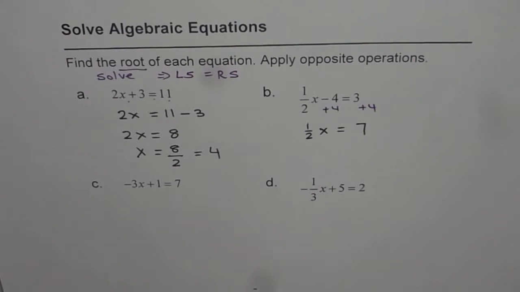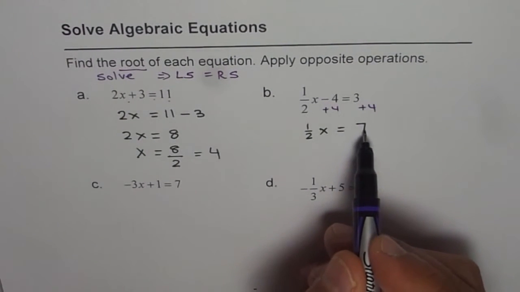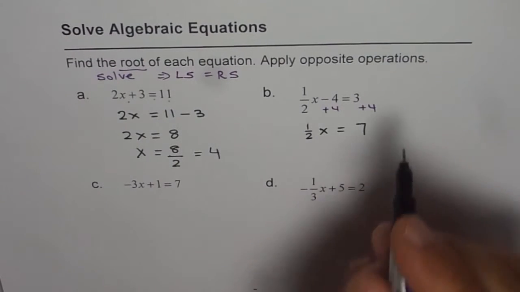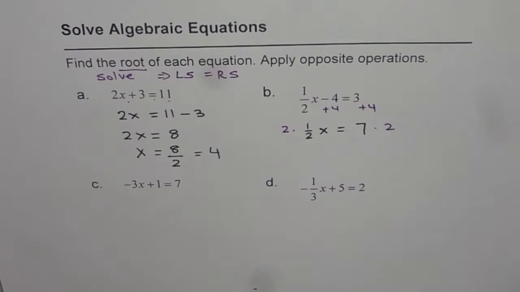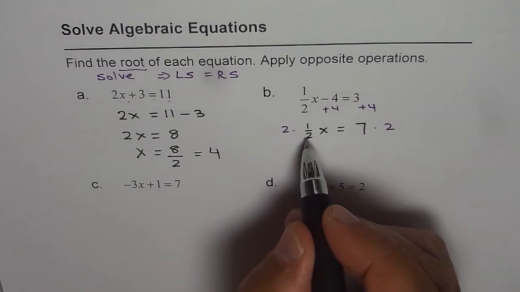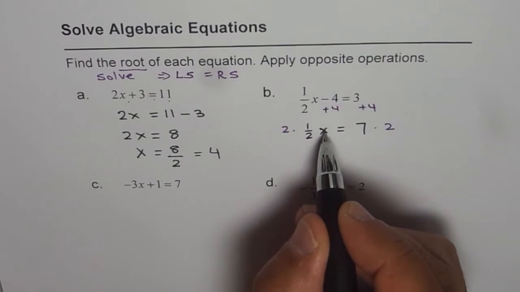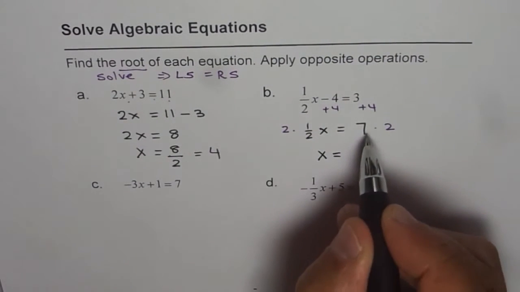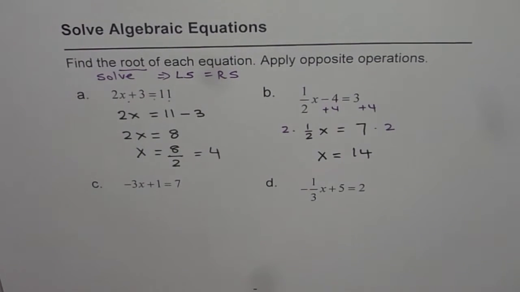Now what is the opposite operation? Half of x equals 7. We want to find the value of x, so we'll multiply by 2 on both sides. If I multiply by 2 on both sides, 2 divided by 2 is 1. 1 times x is x, so we get x equals 7 times 2, which is 14. Do you see that? So in 2 steps we get a solution. Basically these are the 2 steps involved in solving these questions.